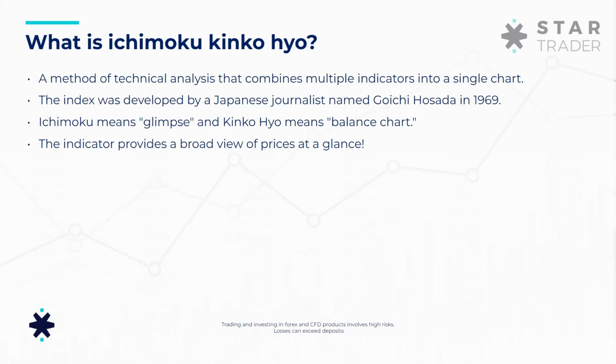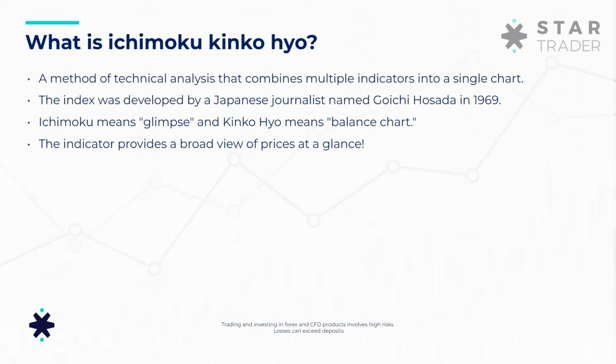So what is Ichimoku Kinko Hyo? It is a method of technical analysis that combines multiple indicators into a single chart. It means this is not just a single indicator; it is an indicator having multiple indicators inside it. The indicator was developed by a Japanese journalist named Goichi Hosoda in 1969. As I told you, this was actually developed in 1969.